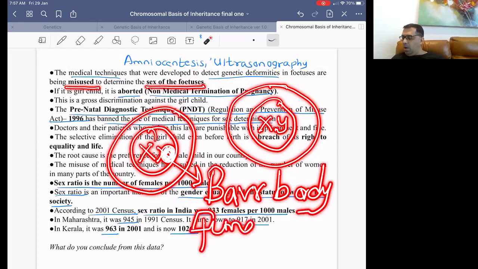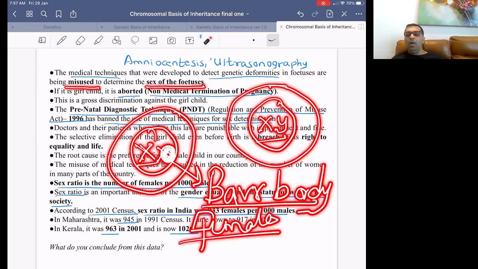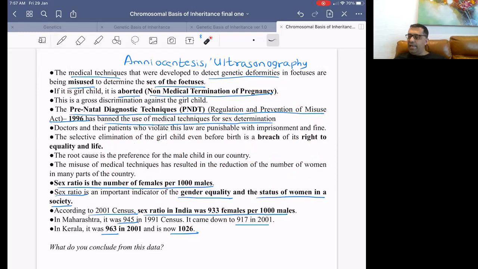So if it is a male, on amniocentesis we will not see the bar body because it has X and Y chromosomes. If it is X and X chromosomes, one X chromosome remains functional and the other X chromosome becomes the bar body, which indicates it's a female. So bar bodies are detected on amniocentesis and females are identified, and if it's a girl child with a bar body, it is aborted, which is a non-medical termination of pregnancy.